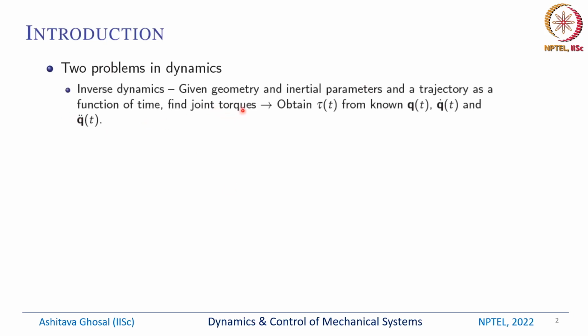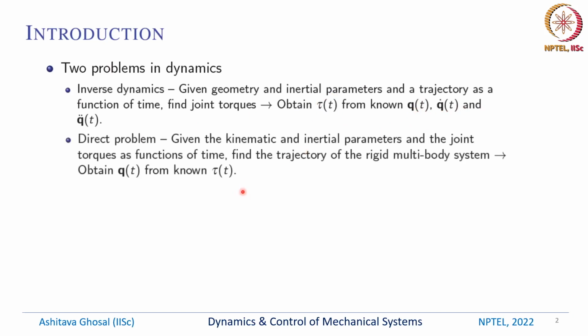In the inverse dynamics problem, we are given the geometry and inertial parameters of all the rigid bodies in a multibody system, and we are also given a trajectory as a function of time. What I mean by trajectory is we are given the generalized coordinates q as a function of time, q dot as a function of time, and q double dot as a function of time. And the goal in the inverse dynamics problem is to obtain the torque which must be applied at the joints so as to get these q of t, q dot of t and q double dot of t.